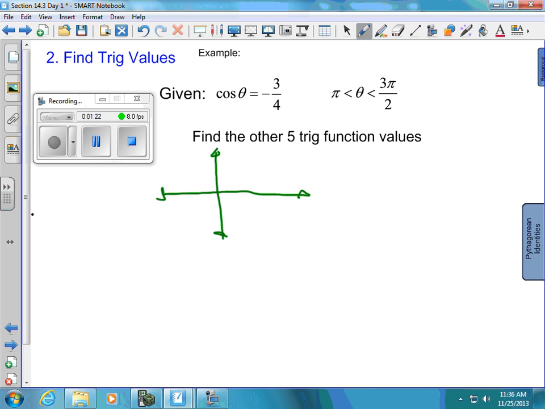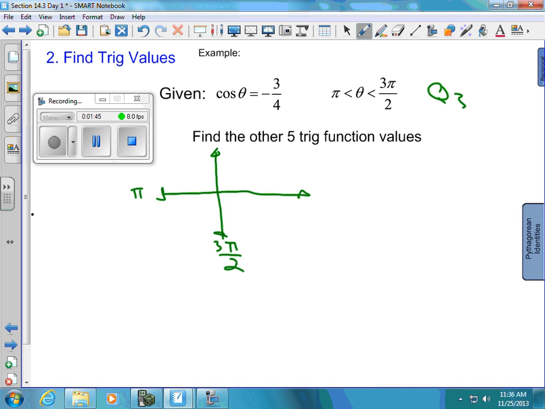So if we're between pi and 3 pi over 2, pi is the equivalent of 180, and 3 pi over 2 is the equivalent of 270 degrees. You can look at using a circle for that. That means we're in here somewhere, in this quadrant 3. That's what this means. An interval or domain they give you is just telling you which quadrant you are in, 1, 2, 3, or 4.